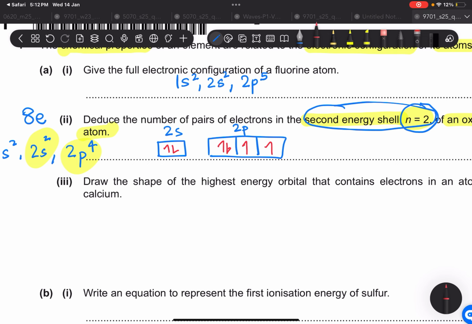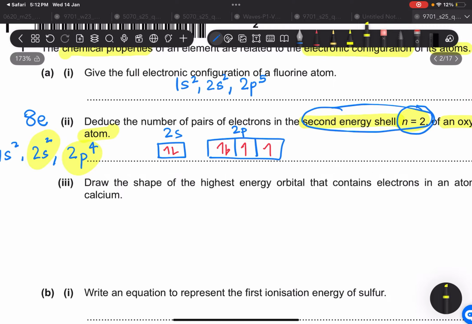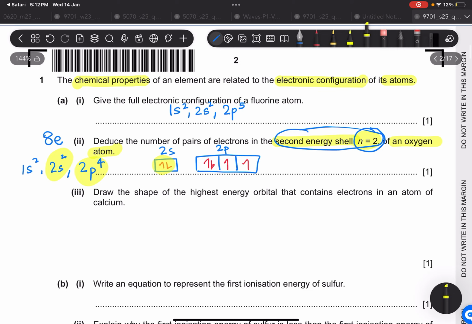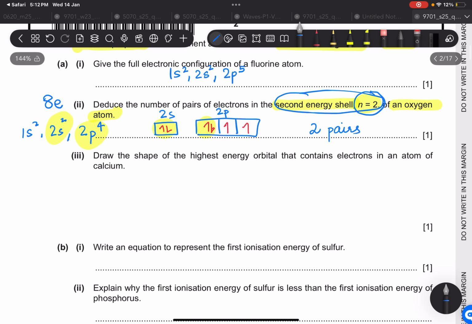Now you got to realize how many pairs you have here. See it for yourself. 1 pair in 2s and 1 pair in 2p. In total you only have 2 pairs of electrons in the second energy level. So we're going to write we only have 2 pairs of electrons. Draw the shape of the highest energy orbital that contains electrons in an atom of calcium. The highest energy orbital that contains electrons in an atom of calcium.